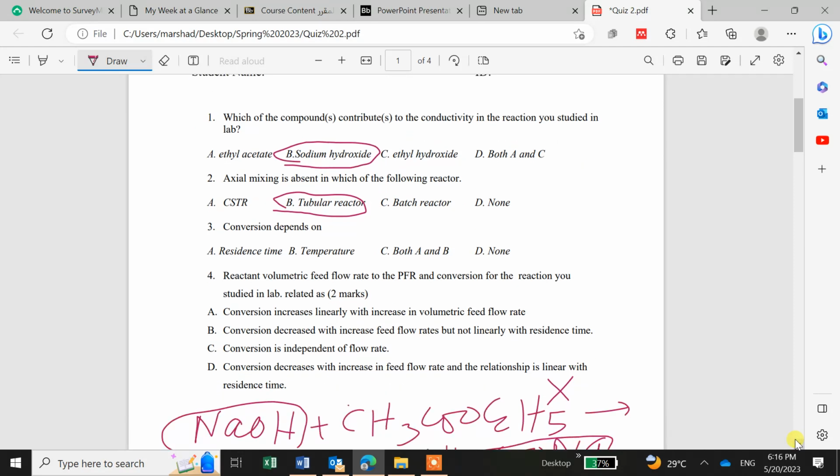Conversion depends on, of course, as you have seen, changing the flow rate, which changes the residence time. If we have more residence time, conversion is more, so this is true. At the same time, if we increase the temperature, the rate constant will be higher, and a higher rate constant means conversion will also be higher. So this is a true option.